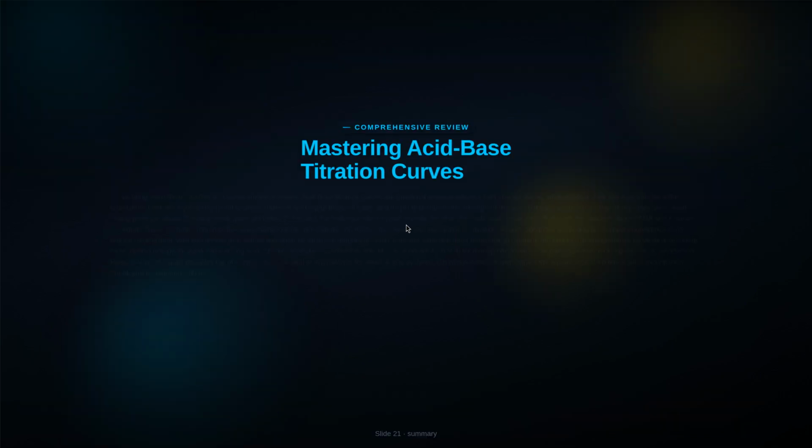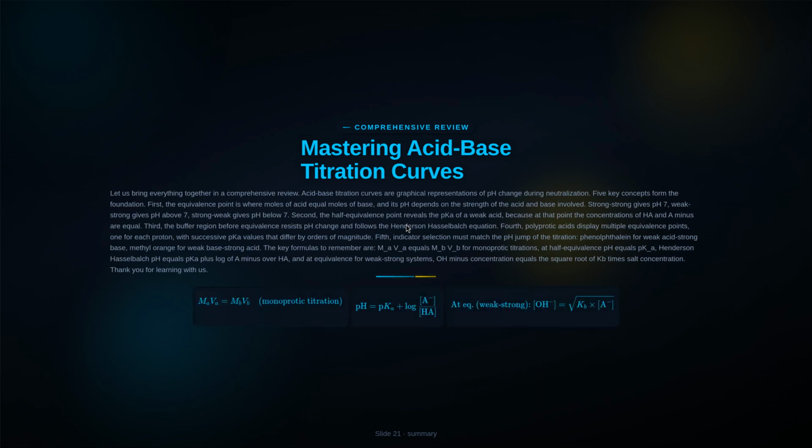Let us bring everything together in a comprehensive review. Acid-base titration curves are graphical representations of pH change during neutralization. 5 key concepts form the foundation. First, the equivalence point is where moles of acid equal moles of base, and its pH depends on the strength of the acid and base involved. Second, the half equivalence point reveals the pKa of a weak acid, because at that point, HA and A- concentrations are equal. Third, the buffer region before equivalence resists pH change and follows the Henderson Hasselbalch equation.